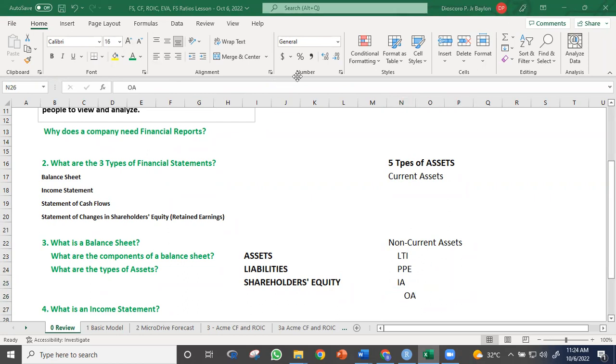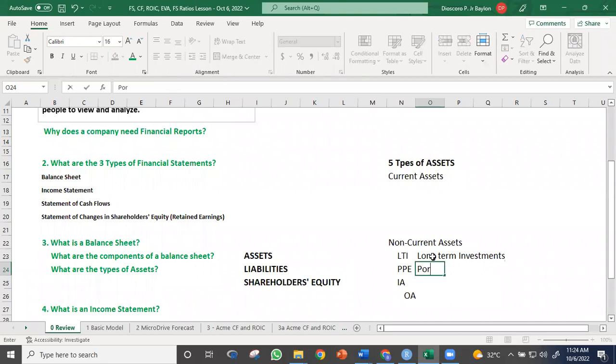Long-term investment. Yes, correct. Thank you. So these are your long-term investments. And then PPE is your property, plant, and equipment, or depending on the nature of the business, it can be your fixed assets. IA is your intangible assets.